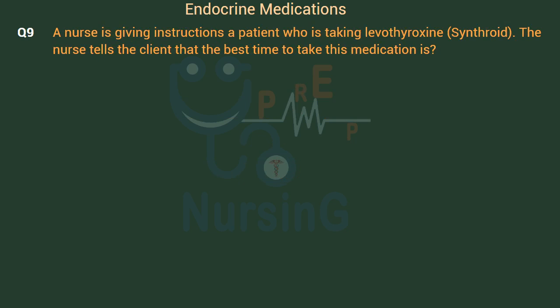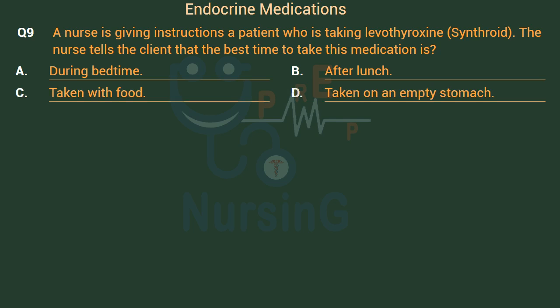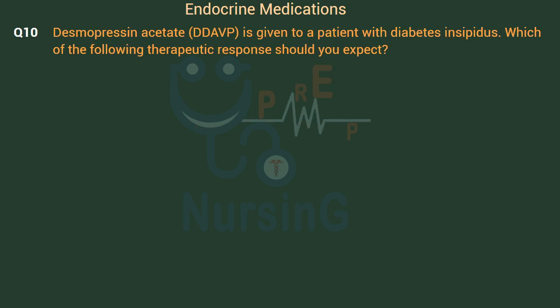A nurse is giving instructions to a patient who is taking levothyroxine, Synthroid. The nurse tells the client that the best time to take this medication is Option A. During bedtime. Option B. After lunch. Option C. Taken with food. Option D. Taken on an empty stomach. Right answer is Option D. Taken on an empty stomach. Levothyroxine is taken on an empty stomach, usually before breakfast, to enhance the absorption.